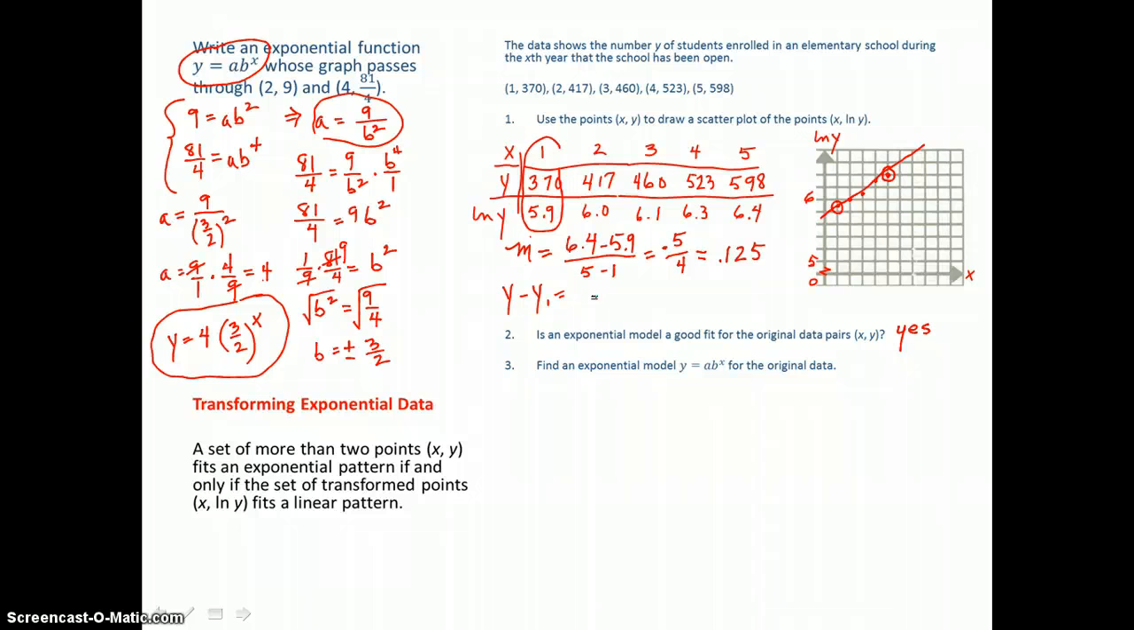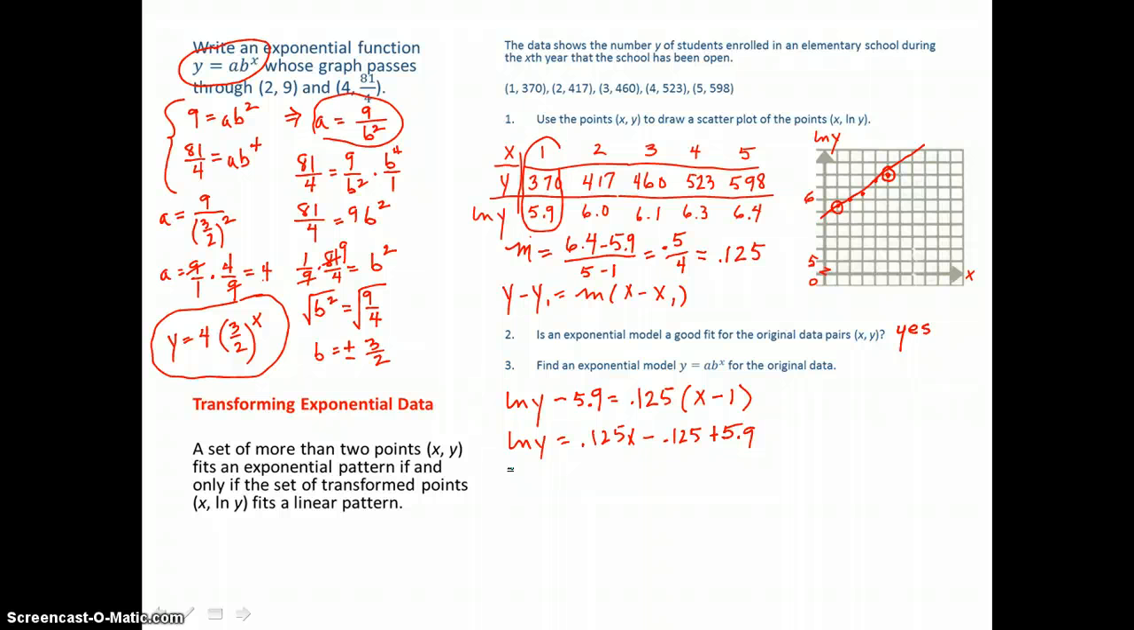y take away y coordinate is equal to the slope times x take away an x coordinate. But our y value is really ln y, and the y value I chose to use is 5.9, so that's my y sub 1 value. We found the slope to be 0.125, and x take away x sub 1 is 1 from the point I chose to use. Now getting this equation in proper form, I'm going to distribute on the right, so I get 0.125x minus 0.125, and I'm adding that 5.9 from the left-hand side.